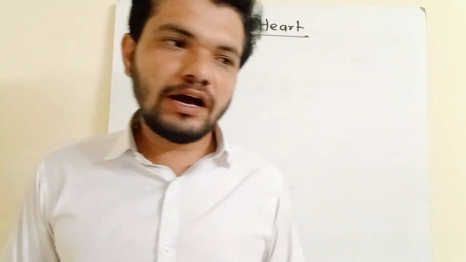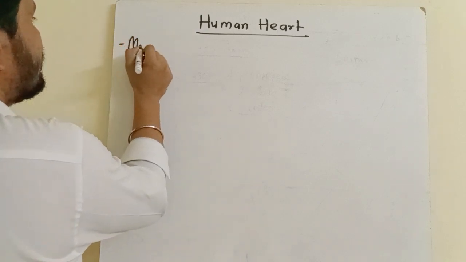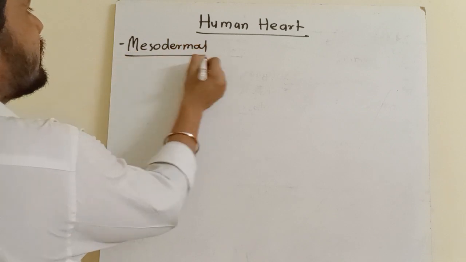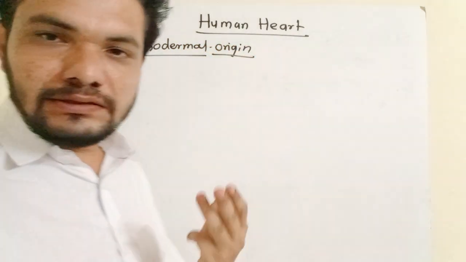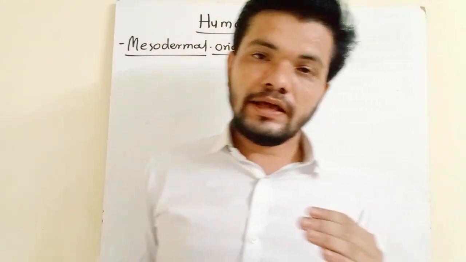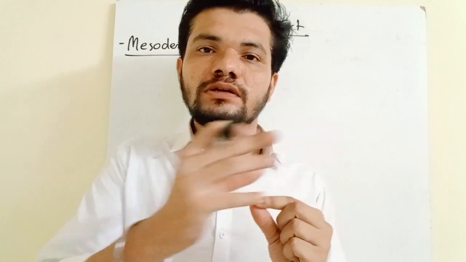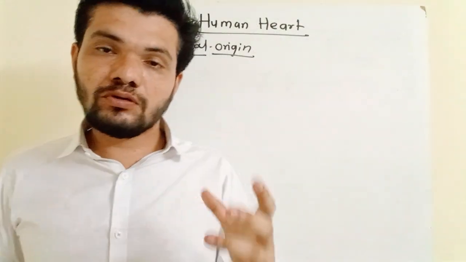So let's talk about the heart. If we talk about its origin, it is mesodermal in origin. If you don't know what is mesoderm, there are three layers of your embryo: ectoderm, mesoderm, and endoderm. So the heart is derived from this mesoderm. So that's why it is mesodermal in origin.